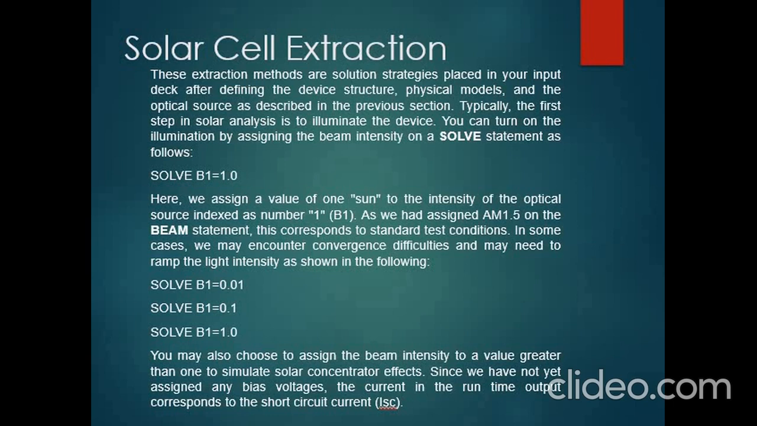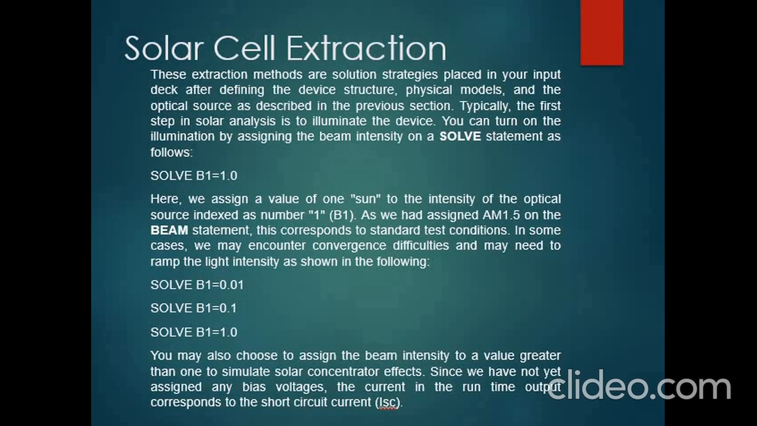B1 equal to 1.0 means that you applied one solar intensity to the device. And if you encounter any convergence issue, then you have to apply it in the form of a ramp, which I have defined below. You can see solve B1 equal to 0.01, solve B1 equal to 0.1, and solve B1 equal to 1.0. That will help you eliminate the convergence issue in your simulation if you face a convergence issue with the statement solve B1 equal to 1.0.